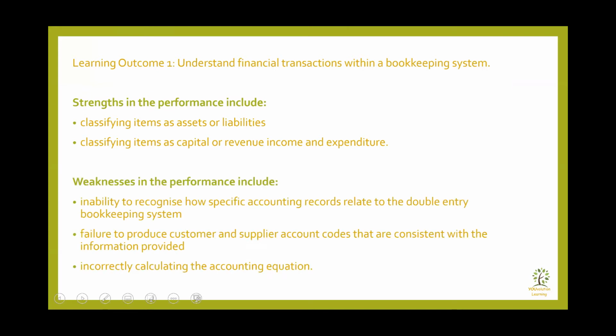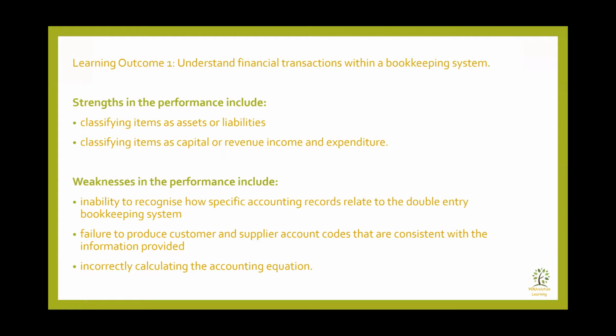The weaknesses the examiner points out are where the information becomes really important, because if these are areas you're struggling with, then you know you need to identify those yourself and work on them. The examiner says students have an inability to recognize how specific accounting records relate to the double entry bookkeeping system. If you saw the video on practice assessment 1, you'll see how I went through that a little more, but we'll cover some of that in this task as well.